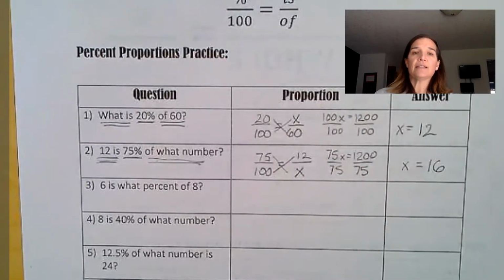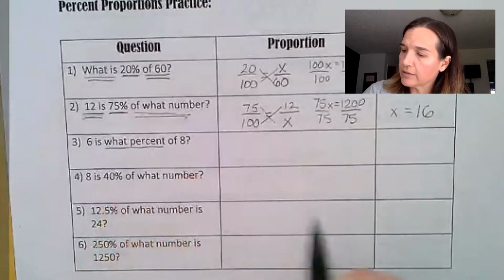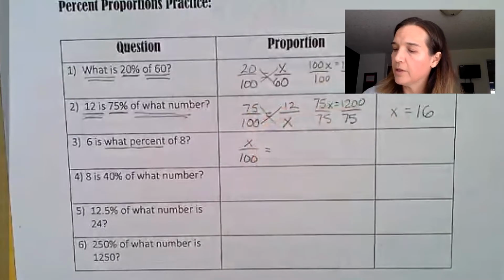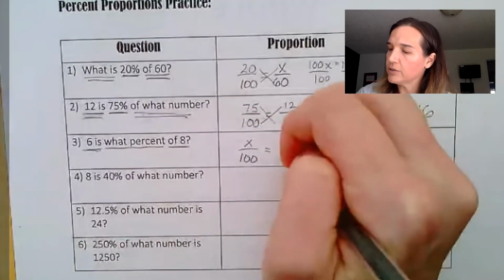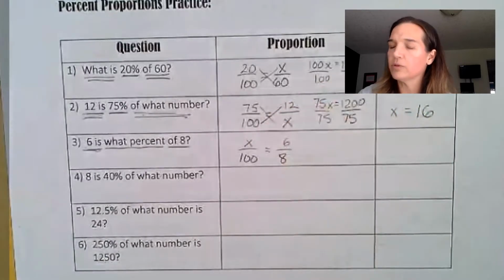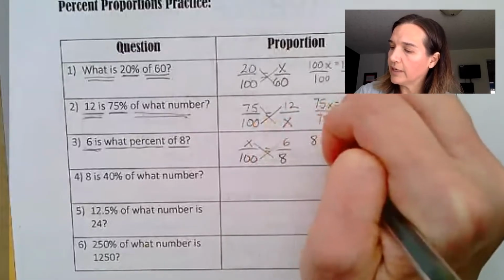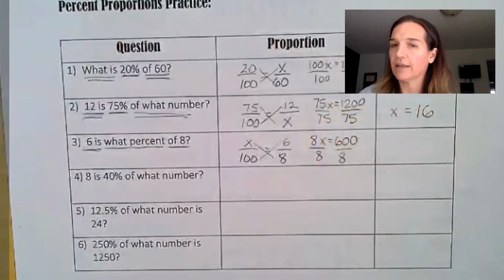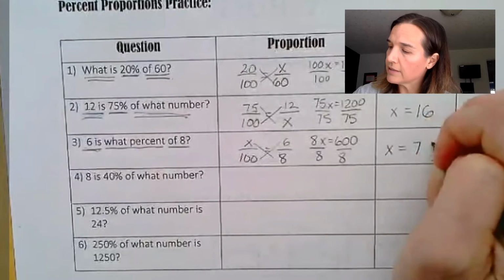Next one, number 3, 6 is what percent of 8? Now this time they're asking us what is the percent. So that means we don't know what goes over 100. But we do have 6 is and of 8. So my is over of would be 6 over 8. And when we cross multiply, we get 8x is 600. Divide both sides by 8 to get x by itself, to isolate the variable. And you end up with x is 75.